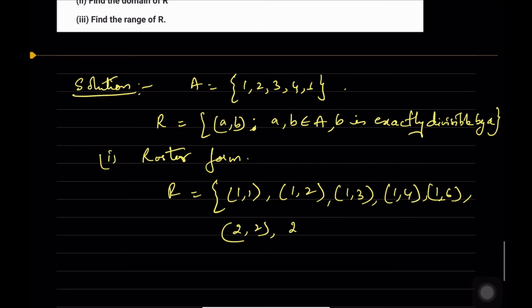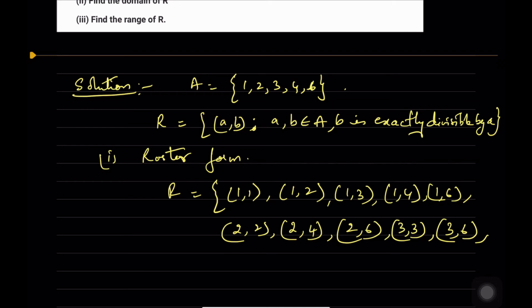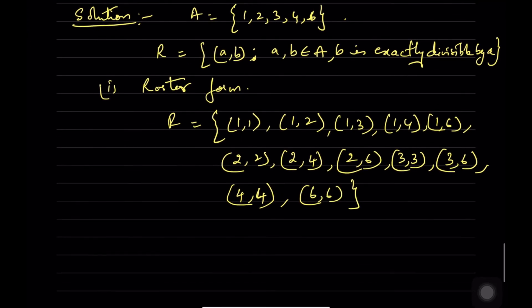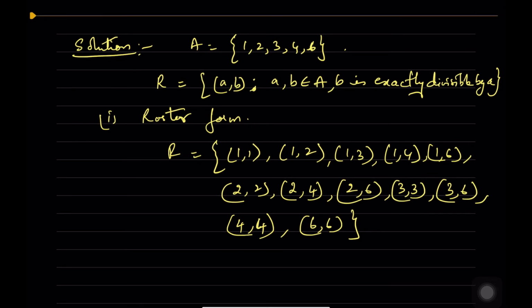2, 3 won't come because its second element is not divisible. You can write it as 2, 4, then 2, 6. Then next we have 3, 3, then 3, 6. 3, 4 won't be there. Then next we have 4, 4, then we have 6, 6. So these are all the ordered pairs where B is exactly divisible by A.